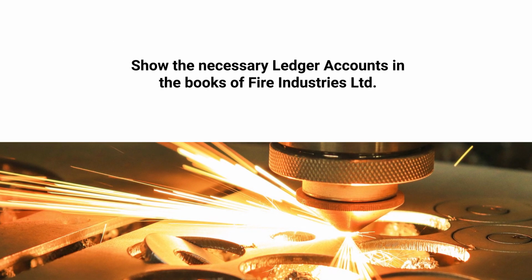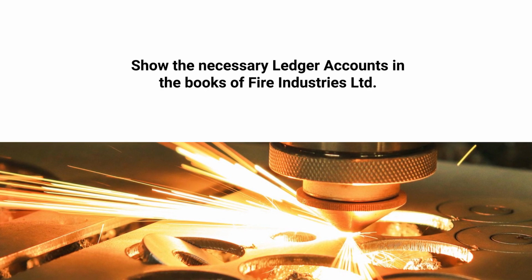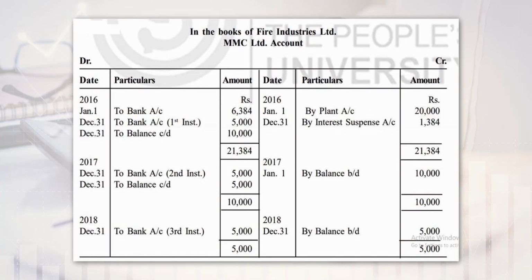Show the necessary ledger accounts in the books of Fire Industries Limited. So here we have to make the ledger only in the books of the buyer, not in the books of the vendor. So let's see how the accounting treatment will take place. In the books of Fire Industries, that is in the books of the purchaser, the purchaser will make 2 accounts. The first one is the vendor account, that is the MMC Limited account.